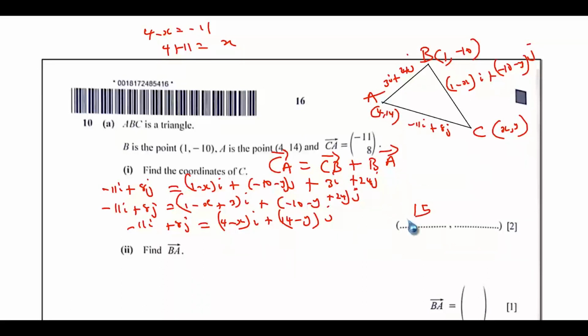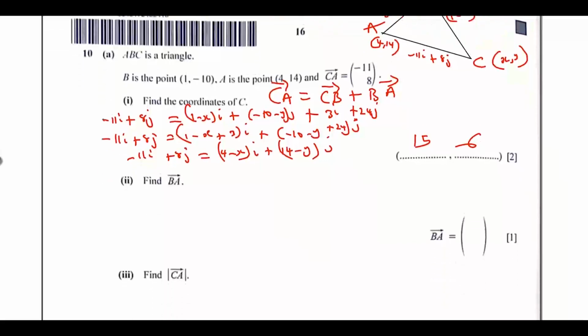I can put 15 here. So also you can compare the j with the j on the left hand side. So this will be 14 minus y equals 8. So let's write here 14 minus y is equal to 8. Then what you can do here is say 14 minus 8 is equal to y. That means y is equal to 6. Okay, so that is vector BA.